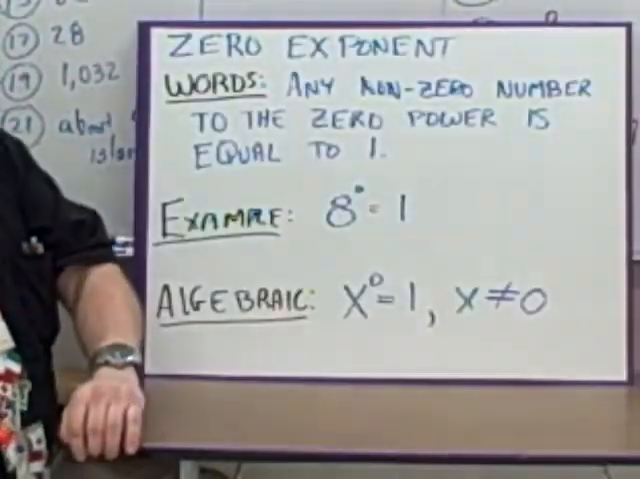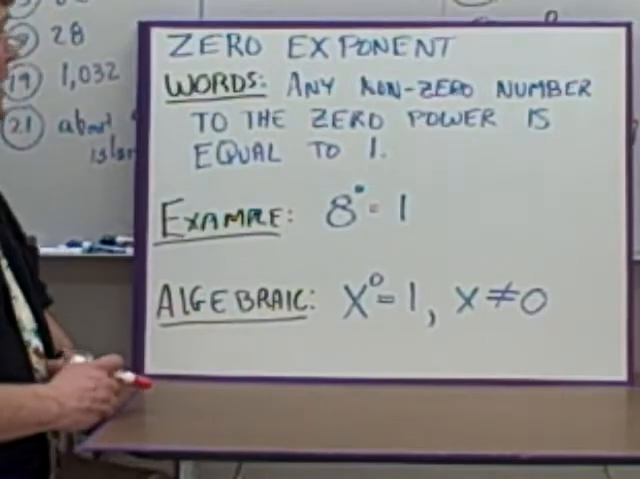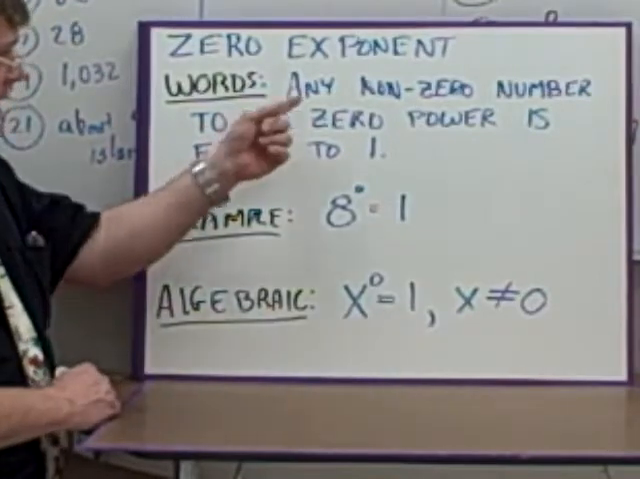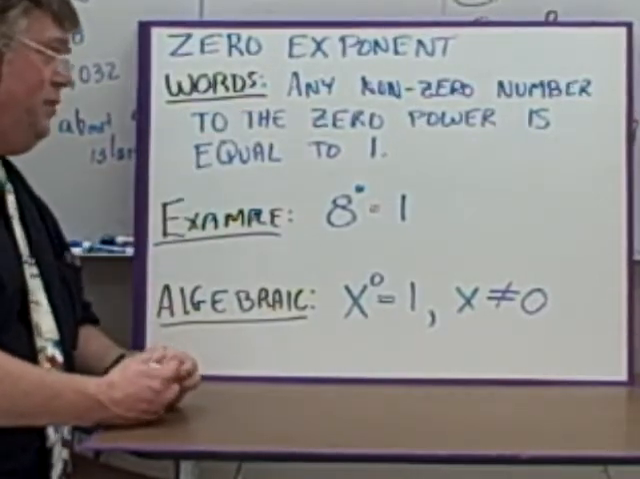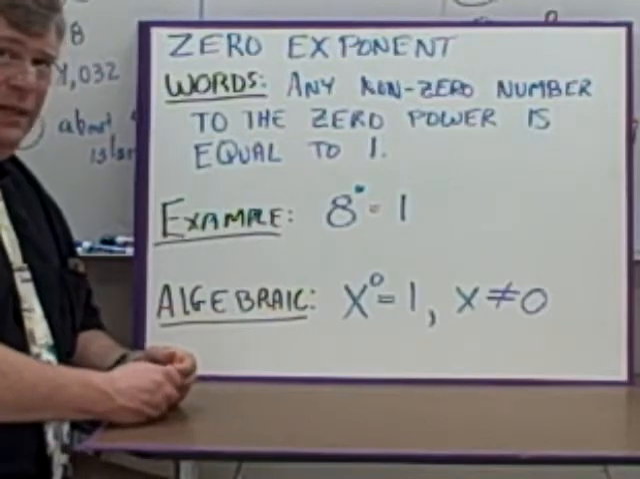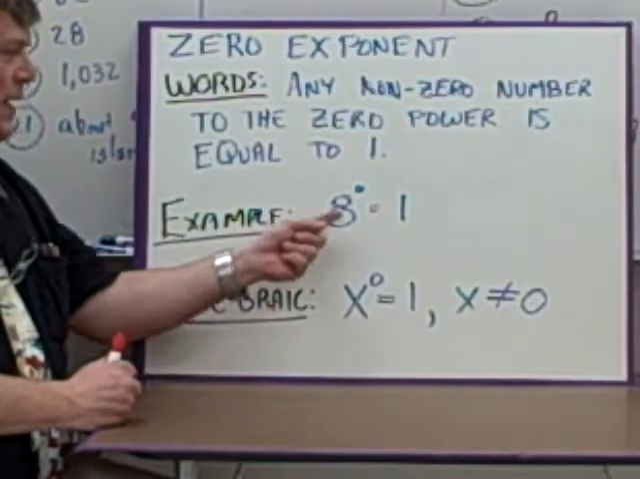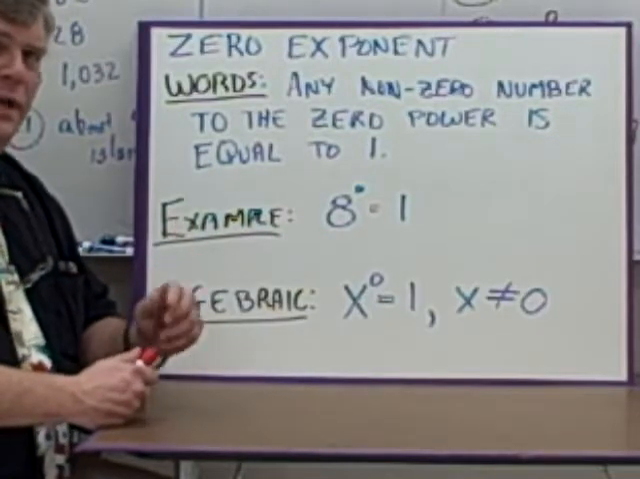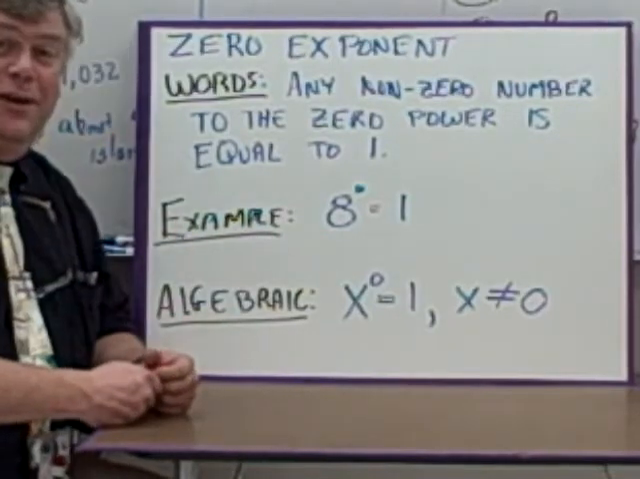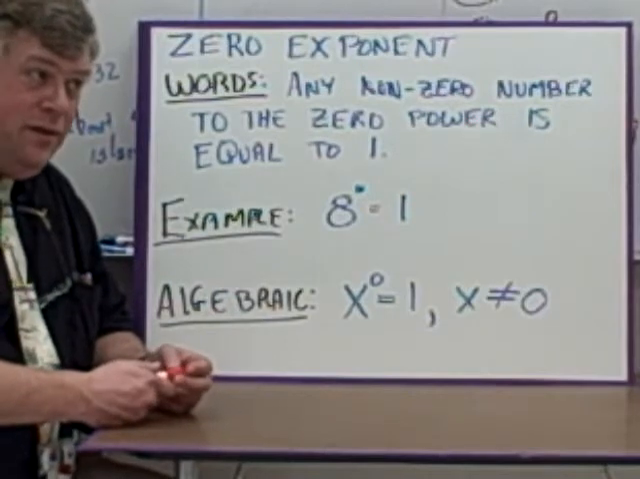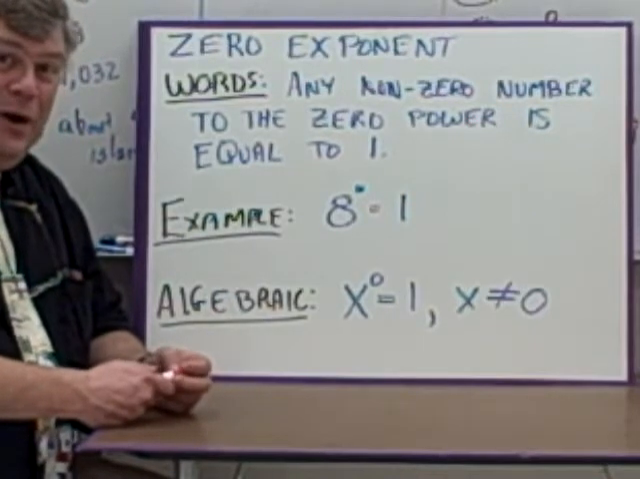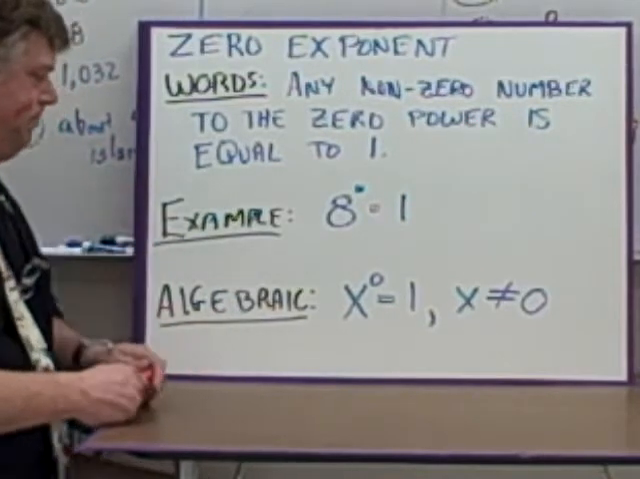Now, one of the laws of exponents says that any non-zero number to the zero power is equal to 1. For example, 8 to the 0 power is 1. 1 billion to the 0 power is 1. Anything to the 0 power is going to be 1.